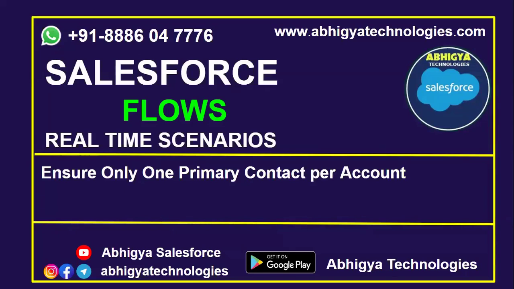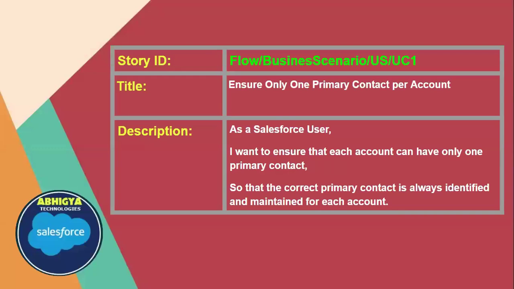So here the use case is: for each account, ensure that there is at least one primary contact. Account and contact already have a relationship, right? So when we are creating any contact, that contact must be a primary contact. Each account must contain one primary contact. Okay, so this is our use case.